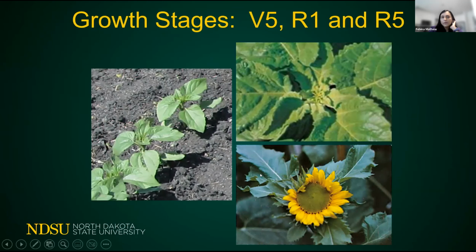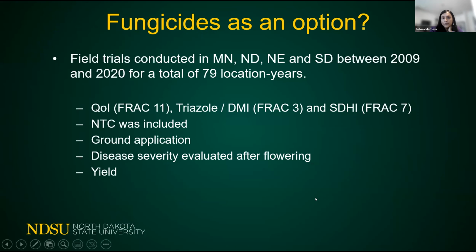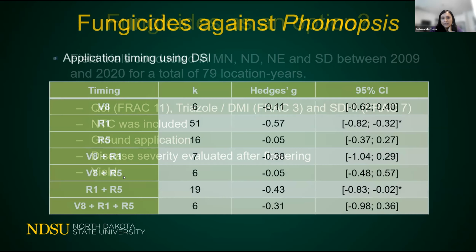We were targeting multiple growth stages. So we tried the early vegetative stage, what we call V8. We also did an R1 application, which is when the floral head sits on the plant, and then R5, which is when the flowers are in full bloom. During the season, fungicides were sprayed, and then we decided to evaluate fungicides based off disease severity and yield data that we obtained at the end of the season.